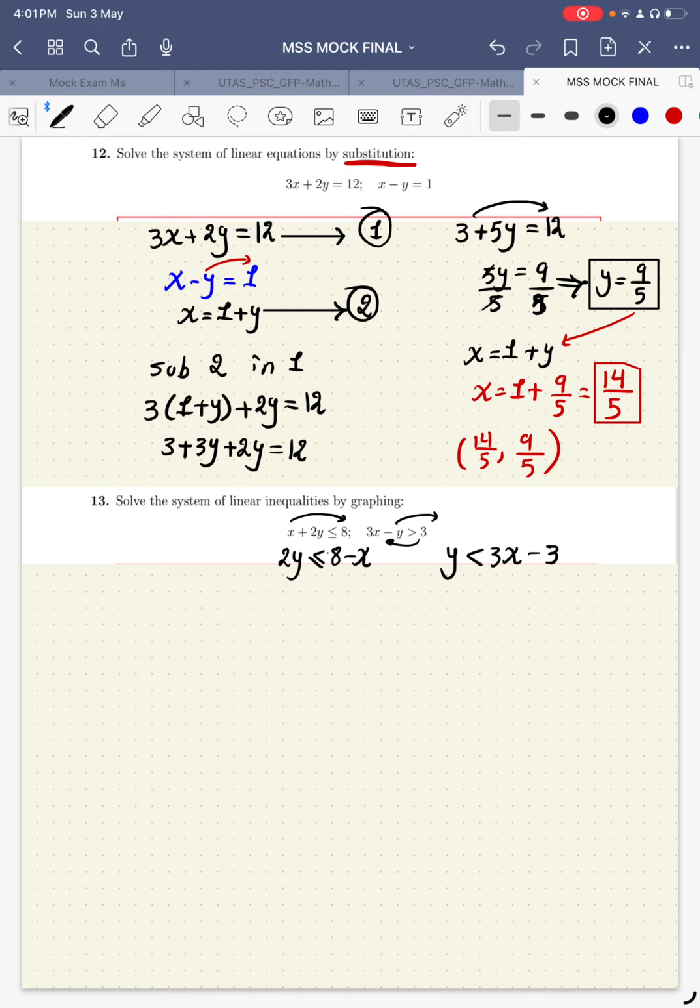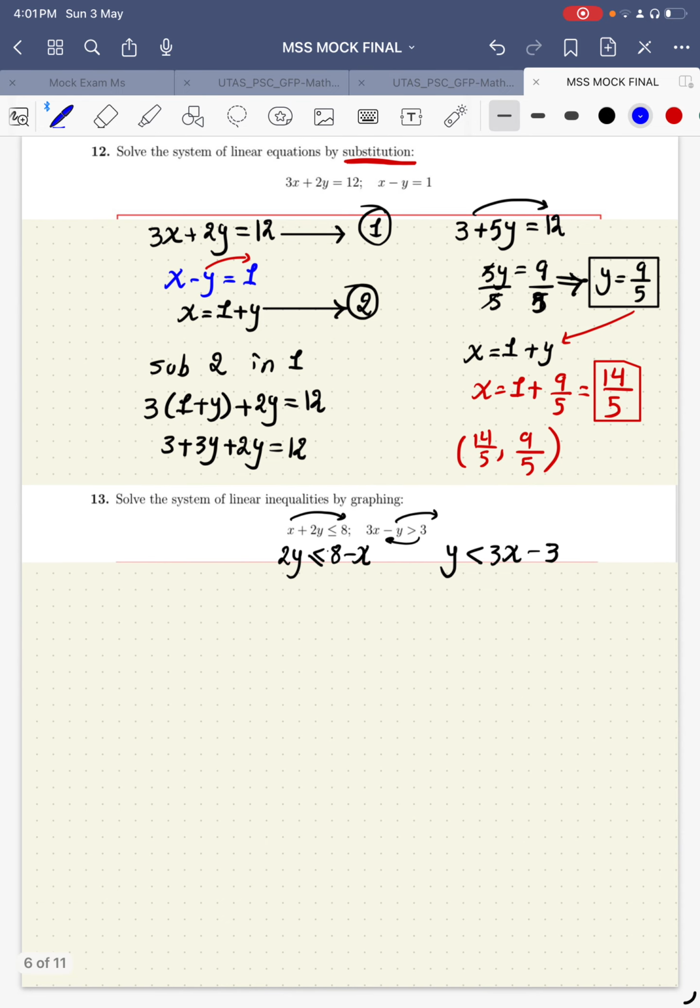Now what I'm going to do here is just find the line. Remember how we find the line: I take off the inequality sign and put an equal sign in its place. So I'm going to have 2y equals 8 minus x. In that case, with the first line, I'm going to find the x-intercept and y-intercept, and again I'll do the same thing with the second line, which is y equals 3x minus 3.